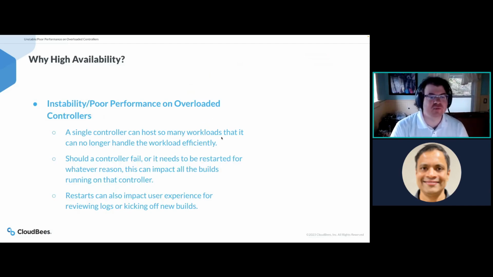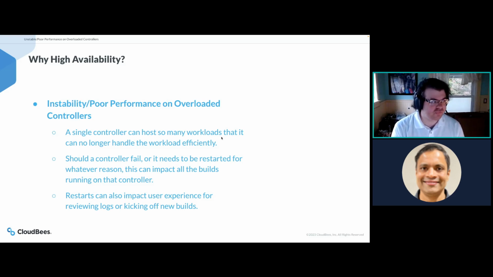So the question is, why high availability? Well, obviously, instability and poor performance on overloaded controllers. So a controller, for those who may not know, is in essence what runs and manages your builds within your CI context. So controllers can be overloaded. They can experience poor performance when it comes to builds that don't follow best practices, too many jobs running concurrently, and the like.